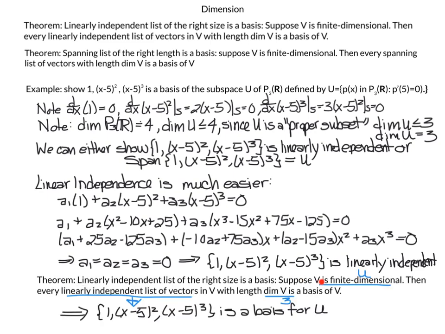And the theorem says, suppose V is finite dimensional. In this case, our vector space V is the space U, the one where the derivative evaluated at 5 equals 0. So remember, the vector space is U. Then every linearly independent list of vectors, and here we have our three vectors, 1, x minus 5 squared, x minus 5 cubed. We showed these are in our vector space U, and they're linearly independent. With length dimension of our vector space, and remember the dimension of U we found is equal to 3, and the length of our list of independent vectors is 3, so that makes this list of linearly independent vectors a basis for U, and we're done with our problem.